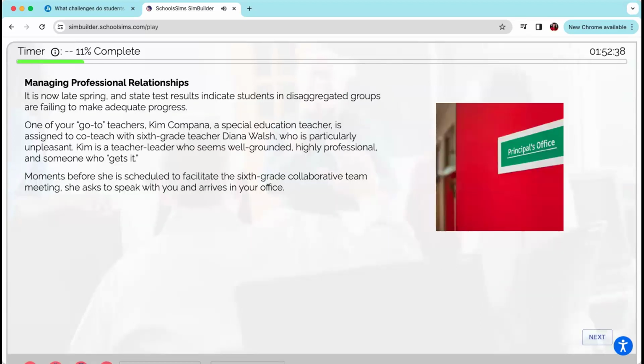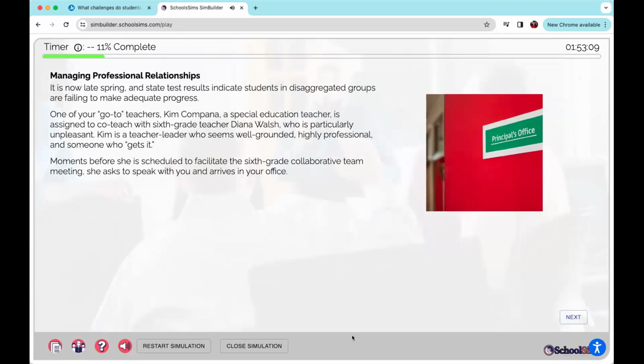It is now late spring, and state test results indicate students in disaggregated groups are failing to make adequate progress. One of your go-to teachers, Kim Capania, a special education teacher, is assigned to co-teach with a 6th grade teacher, Diana Walsh, who is particularly unpleasant. Kim is a teacher leader who seems well-grounded, highly professional, and someone who gets it. Moments before she is scheduled to facilitate the 6th grade collaborative team meeting, she asks to speak with you and then arrives in your office.